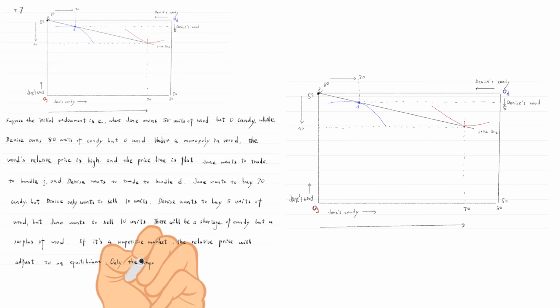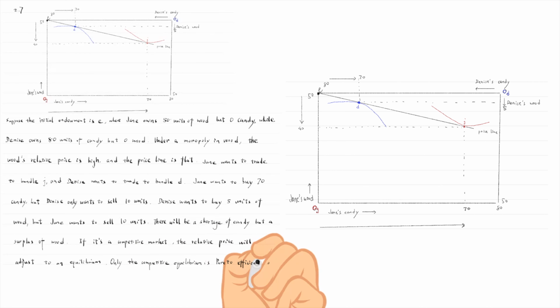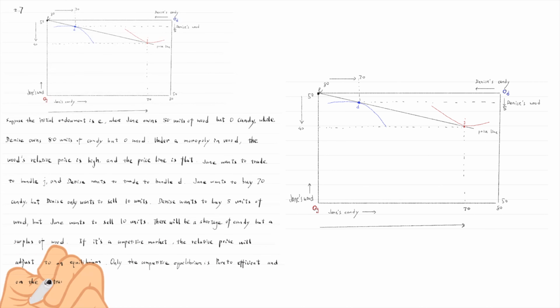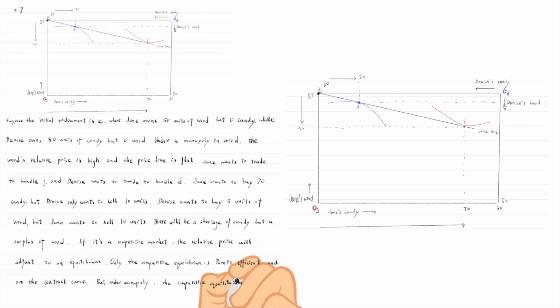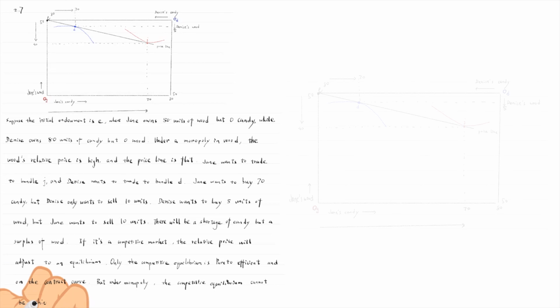Only the competitive equilibrium is Pareto efficient and on the contract curve. Under a monopoly, however, the price has been set, and the competitive equilibrium cannot be achieved.